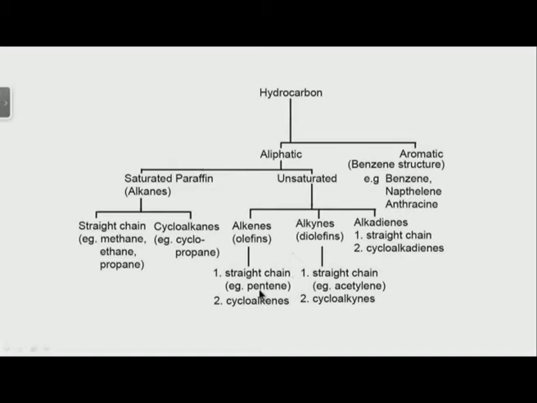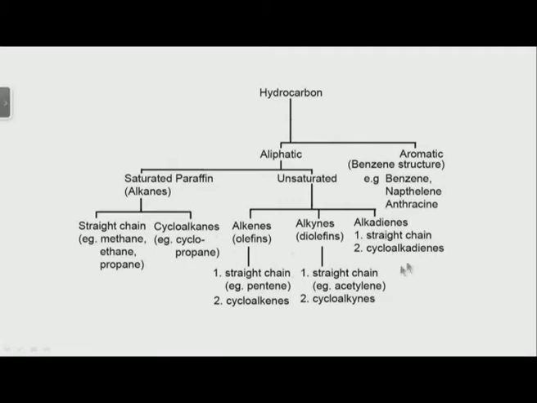I could also have cyclo, just like I had cyclo in the saturated one. I could have straight chain and cyclo. I could have alkynes. Alkynes we said is acetylene. I could also have cycloalkynes, and we could also have alkadienes, in which case I have 2 double bonds, and in which case again I could have straight chain alkadienes and cycloalkadienes.